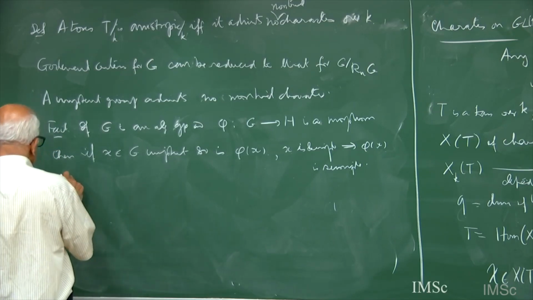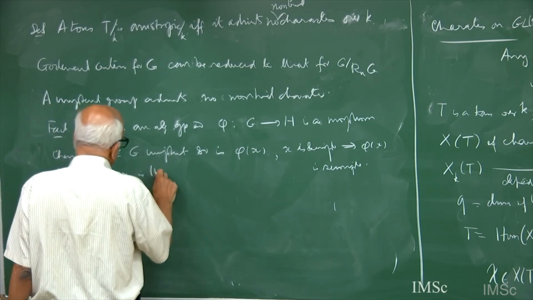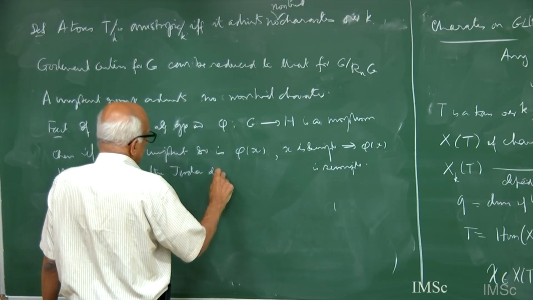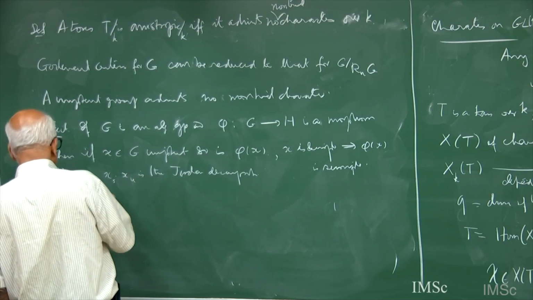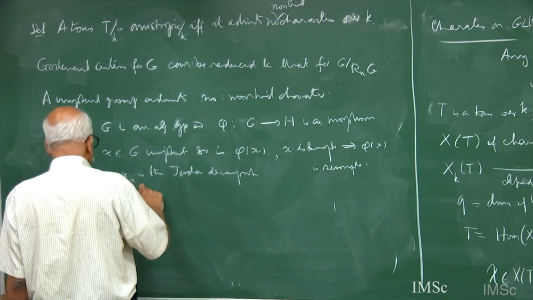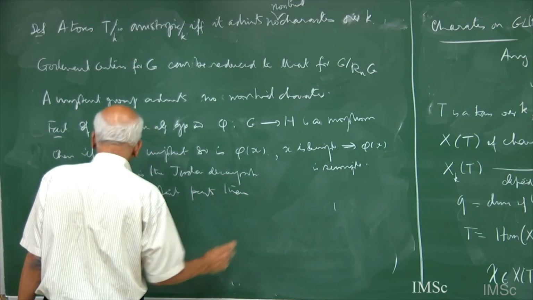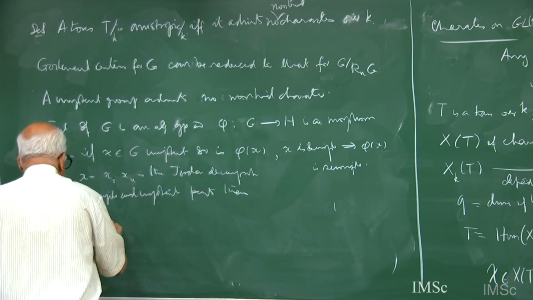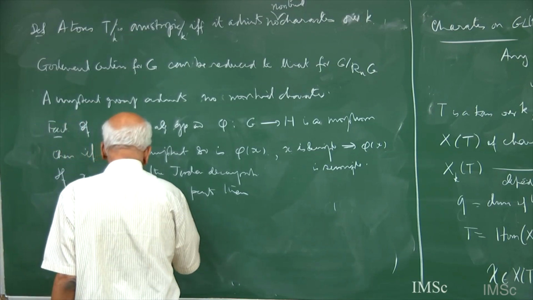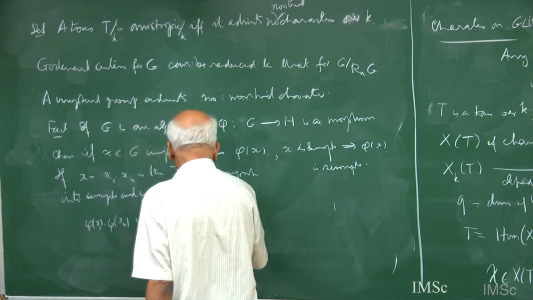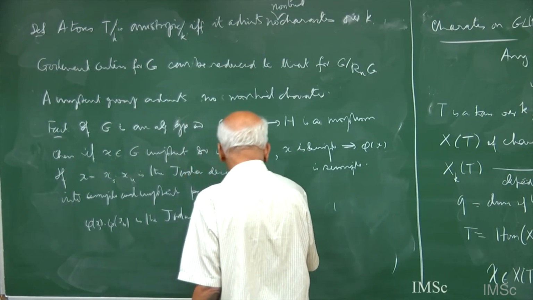If X_S times X_U is the Jordan decomposition into semisimple and unipotent parts, then phi(X_S) times phi(X_U) is the Jordan decomposition for phi(X).